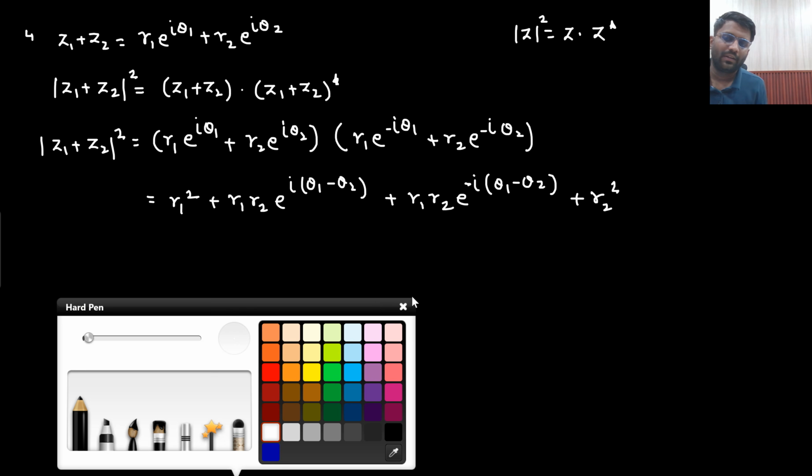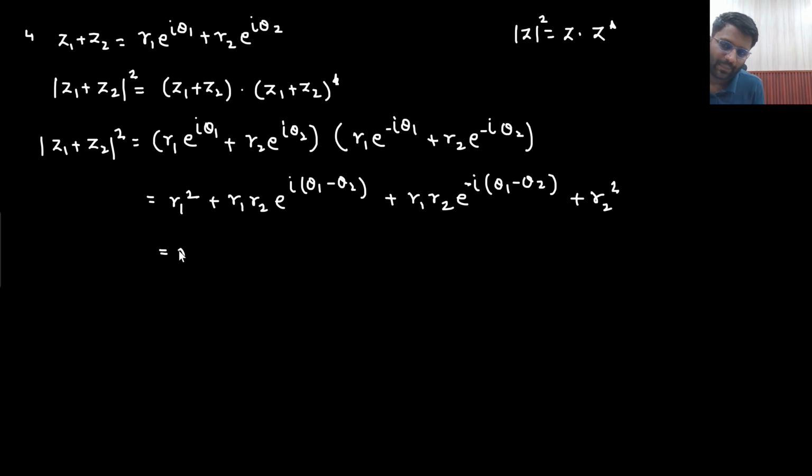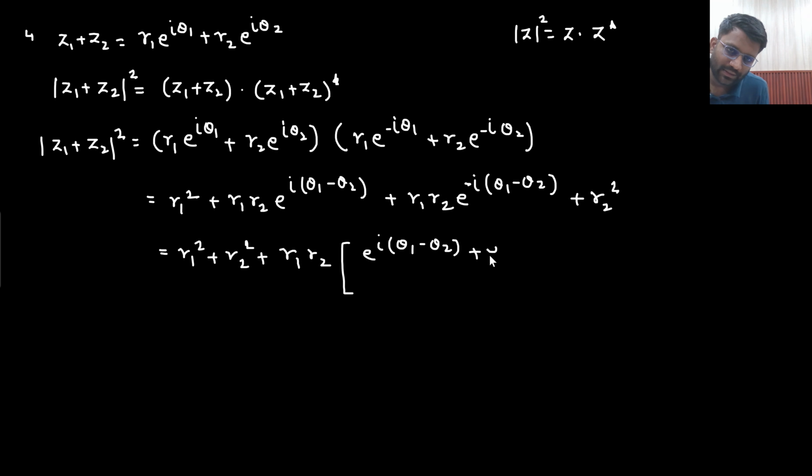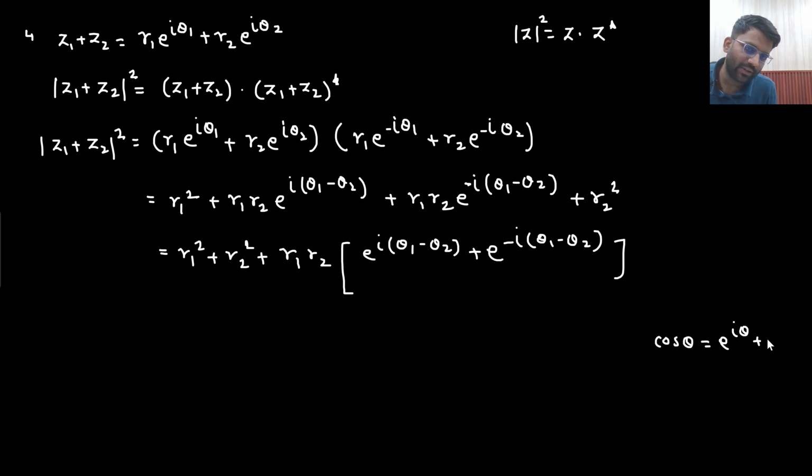Right? Now let's notice one thing here. R1 square plus R2 square remain as they are. Here, if I take R1 R2 common, what am I getting? e to the power iota theta 1 minus theta 2 plus e to the power minus iota theta 1 minus theta 2. Now do you remember something? What was your cos theta? Sir, cos theta was nothing but e to the power iota theta plus e to the power minus iota theta divided by 2. This was your cos theta.